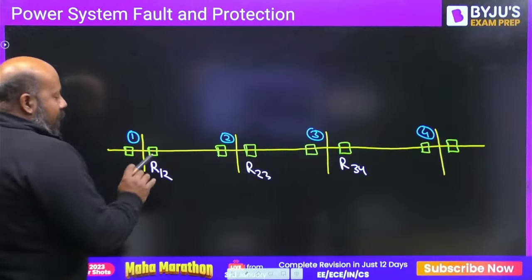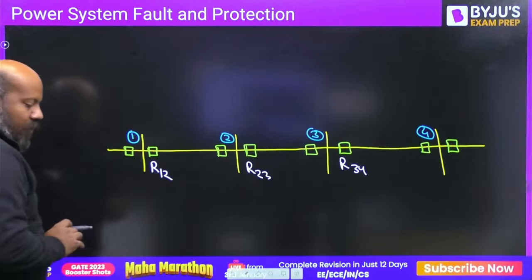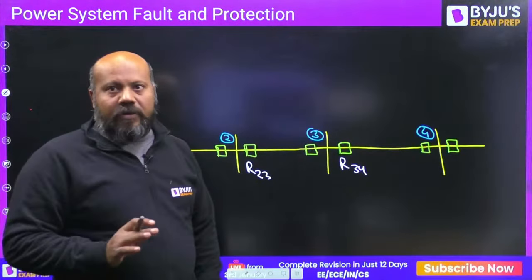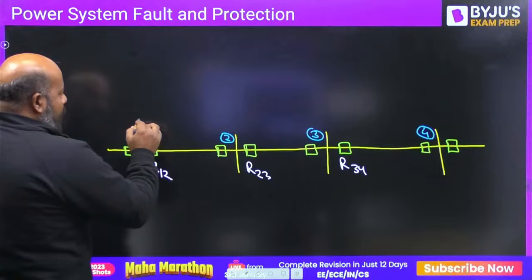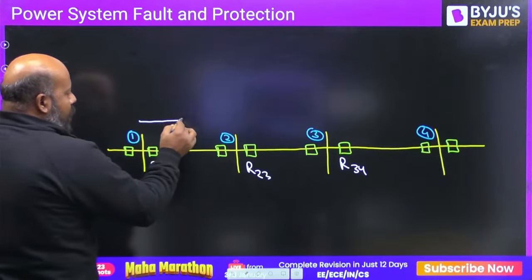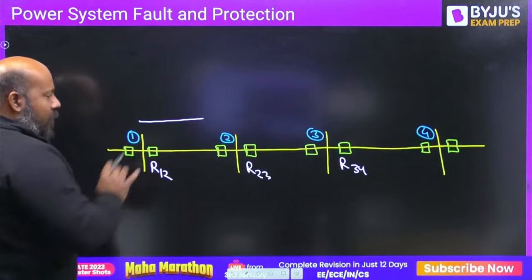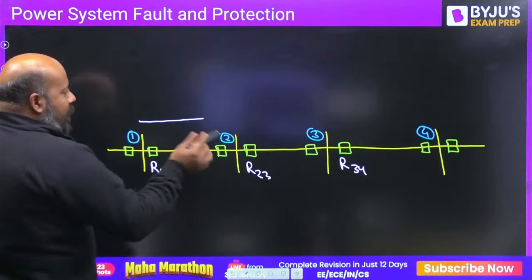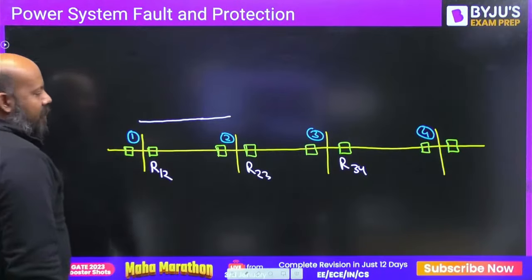Now understand, if we are talking about the three zones of protection for relay R12, how we are defining these three zones, let us understand. The first zone we are taking only up to 80% of this section 1 and 2, not 100%. Why we cannot take 100%? Let us understand. Suppose it is extended up to the 100%.